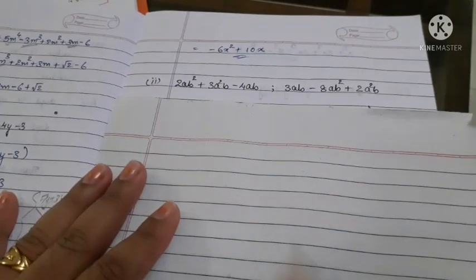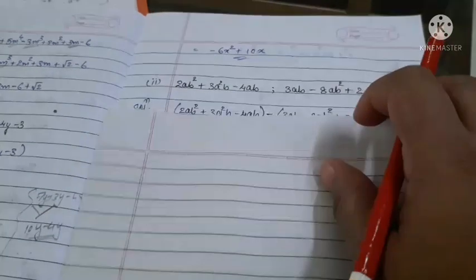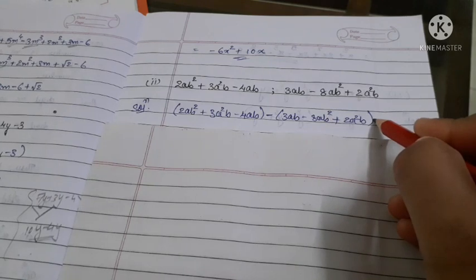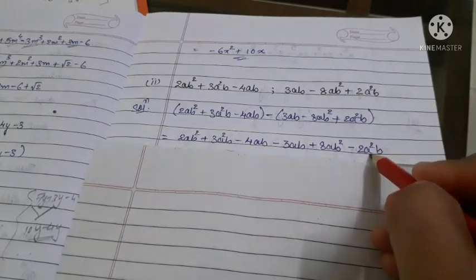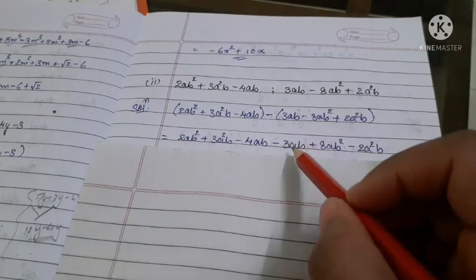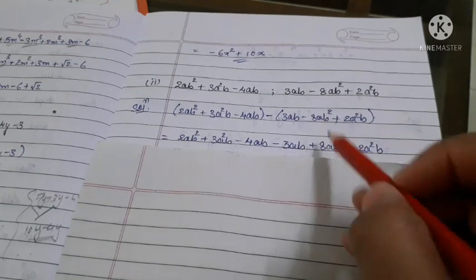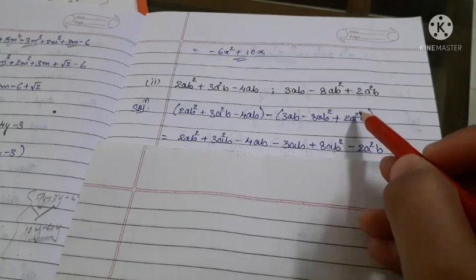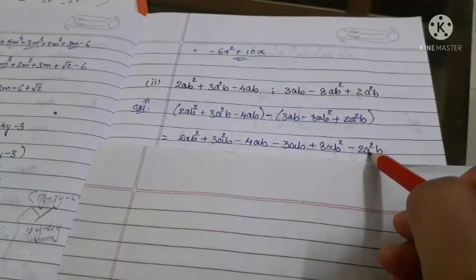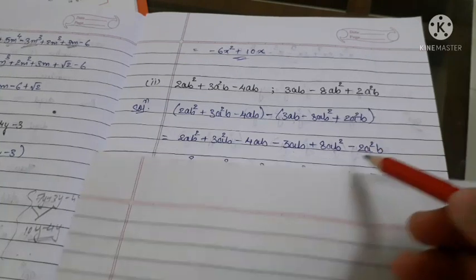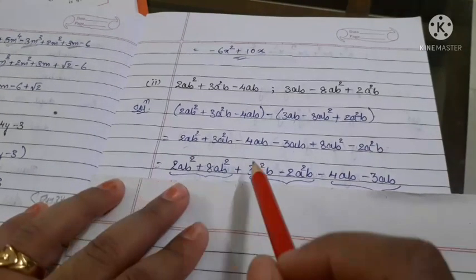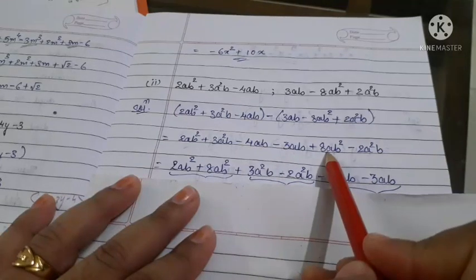See the second case, the same way you have to write it down first in the form of an expression of subtraction. Thereafter you are opening the brackets. You can see the sign of 3ab was positive. When you open the bracket, it turns to negative. Here 8ab square turns to positive, and finally the last term, that is 2a square b, it turns to negative 2a square b. Okay, thereafter collect the like terms, 2ab square, then plus 8ab square.